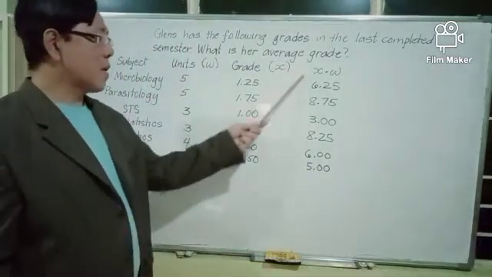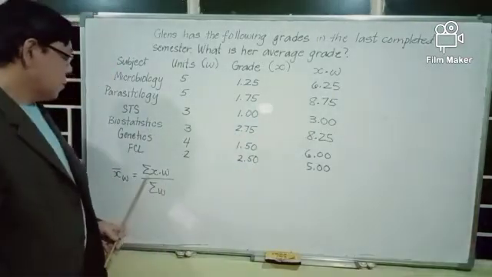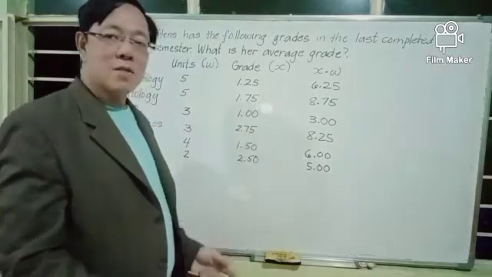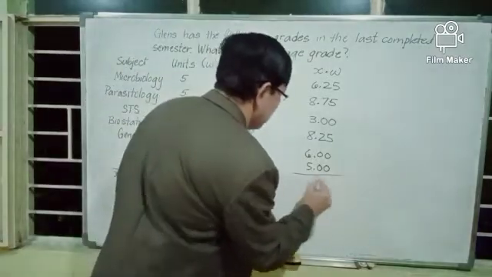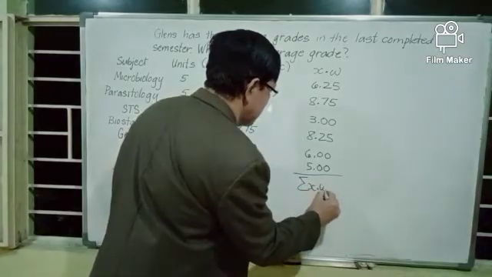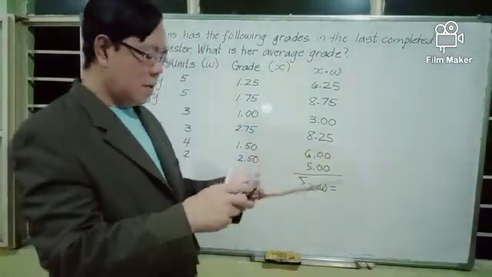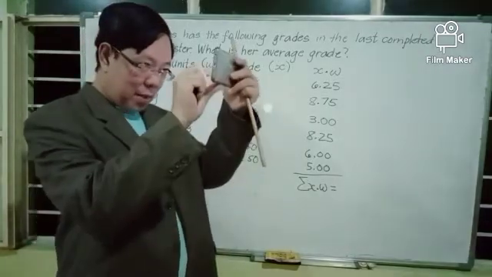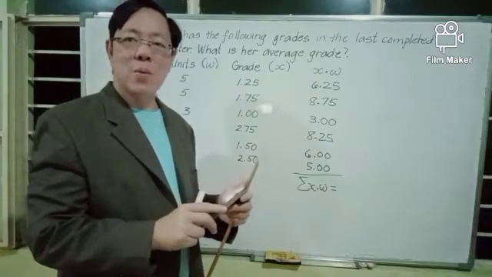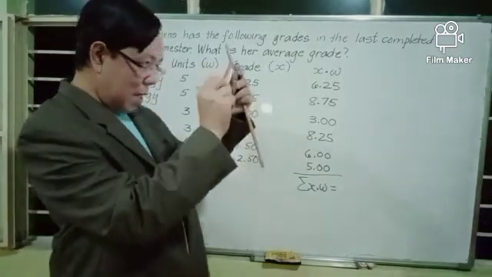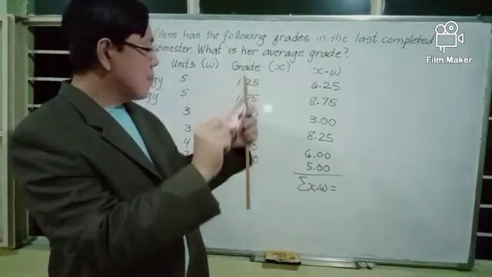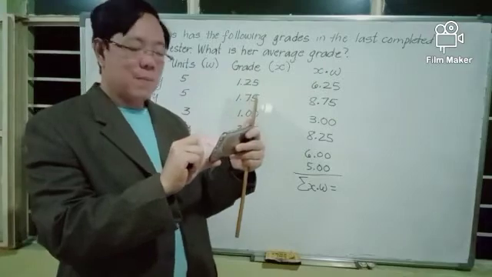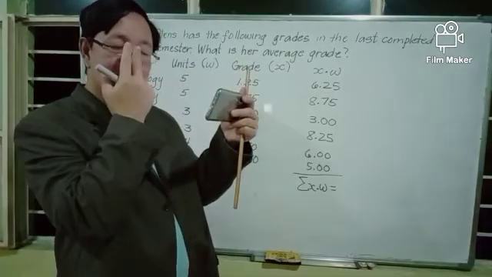After we obtain the products X times W, we get the summation, denoted by this Greek letter sigma for summation. Hence, add the entries in the last column for summation of X times W. And we have 6.25 plus 8.75. I wish you are doing this calculation with me. Plus 3 plus 8.25 plus 6 and plus 5. And you should get 37.25.